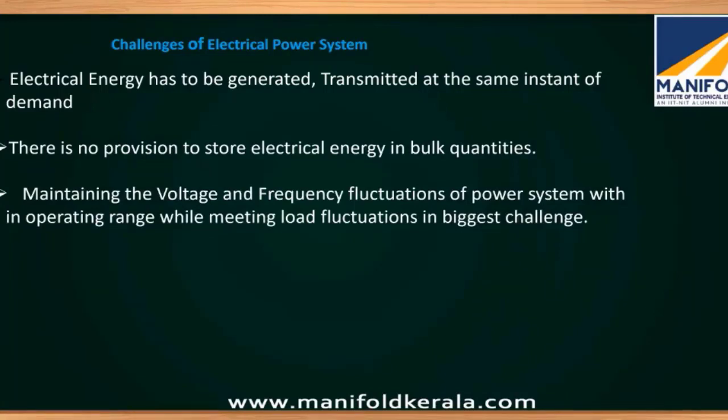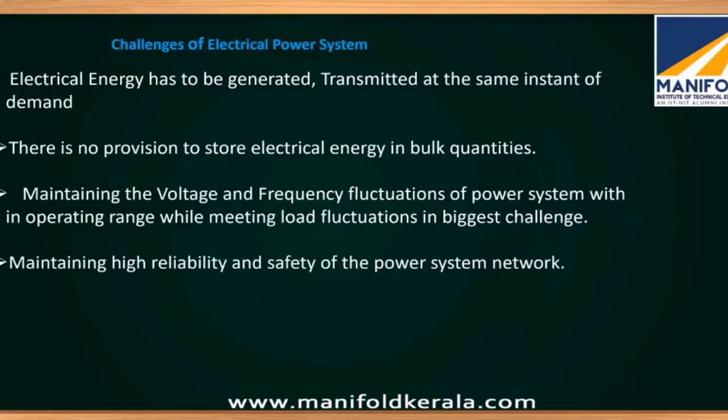The third point is maintaining the voltage and frequency fluctuations of the power system within the operating range. Maintaining the voltage and frequency of the power system within their tolerance limits is the biggest challenge. Why? Because we don't have any storage facility. We have to generate and transmit at the same instant. Understand?